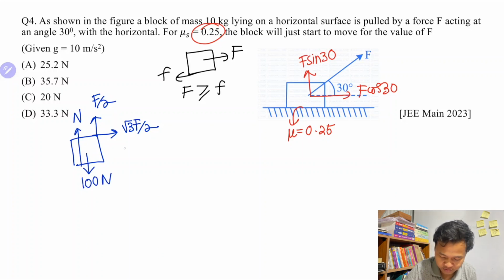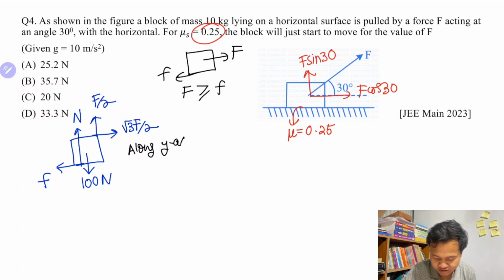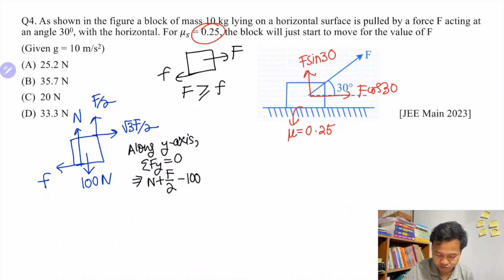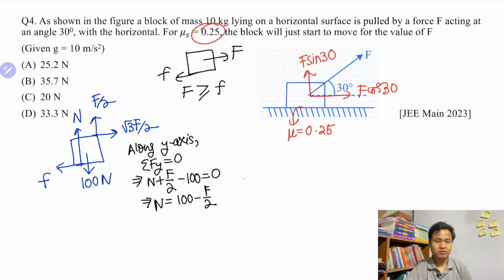You have the friction force also, which depends on the normal force. Along the vertical, along the y-axis, the net force is 0, since the movement is along the horizontal. Therefore Fy equals 0, so N plus F by 2 minus 100 equals 0. So N equals 100 minus F by 2. That gives the normal force, from which we find the friction force.